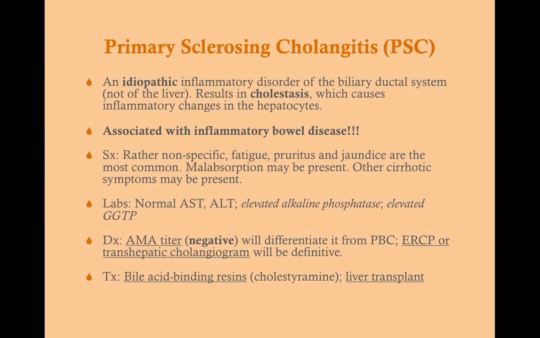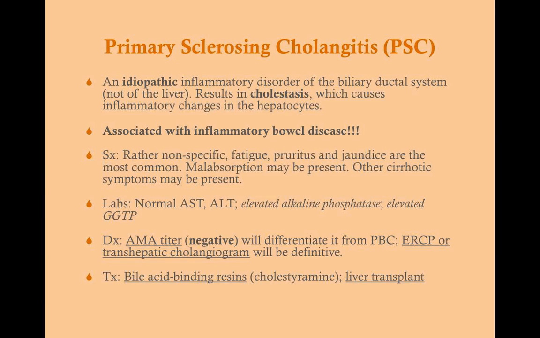Those show hepatocyte function. But what you will have is an elevated alkaline phosphatase. Alkaline phosphatase is a marker of biliary ductal function. So when you have an elevated alkaline phosphatase, it means that there's something wrong with the bile ducts. An elevated GGTP can be present as well. That's gamma glutamyl transpeptidase. But just keep in mind alkaline phosphatase and GGTP.